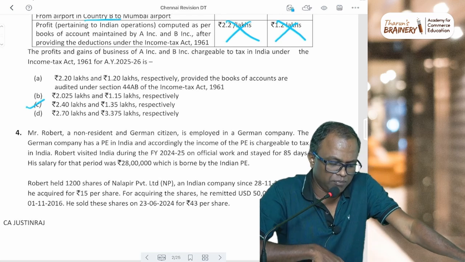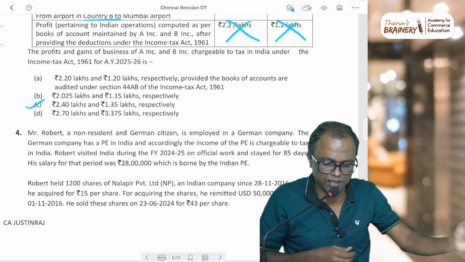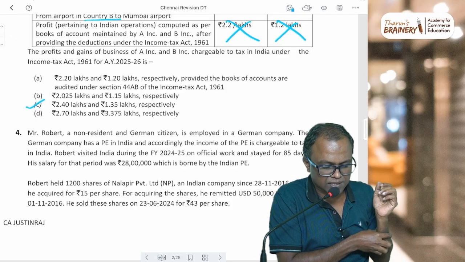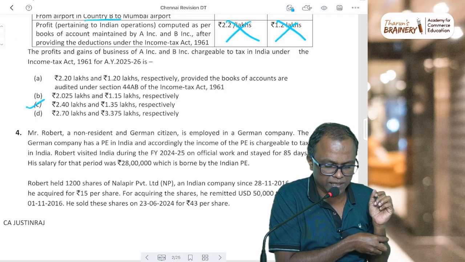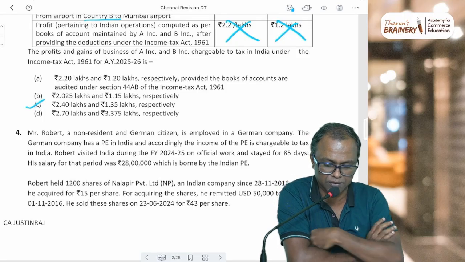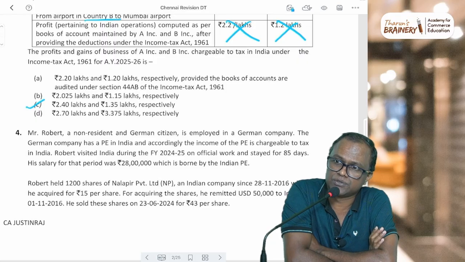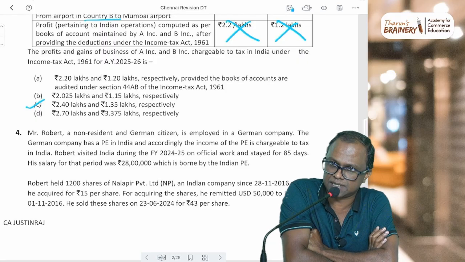Okay. Robert visited India during the financial year 2024-25 on official work and stayed for 85 days. His salary for that period was rupees 28 lakhs, which is borne by, paid by the Indian PE. Okay. This paragraph contains another confusion, another issue, that I will explain. That provision we didn't discuss.